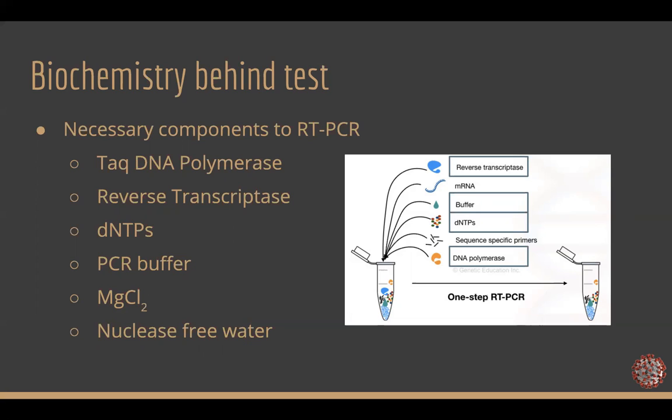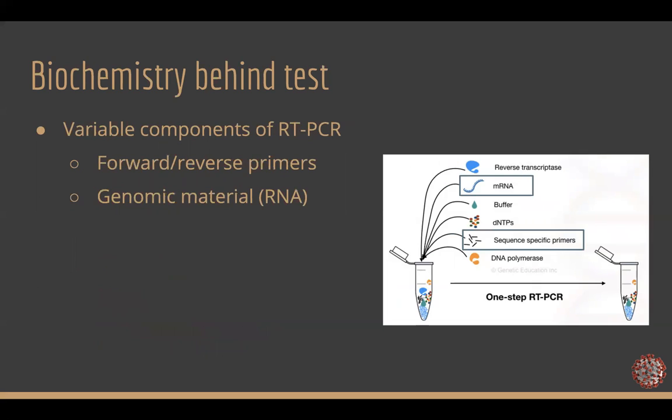And with the nuclease-free water, we just ensure that it is DNase and RNase free, so that these DNases and RNases are not present to degrade our initial template. Some of the more variable components of RT-PCR are the forward and reverse primers used and the genomic material being used for the reaction. Here we're using a positive sense single-stranded RNA template, and the forward and reverse primers are going to be designed to target specific sequences.